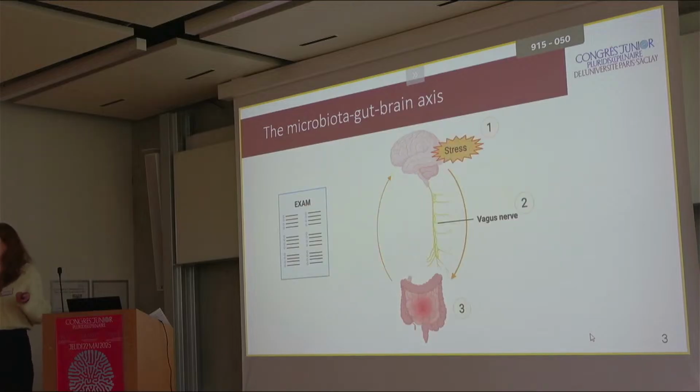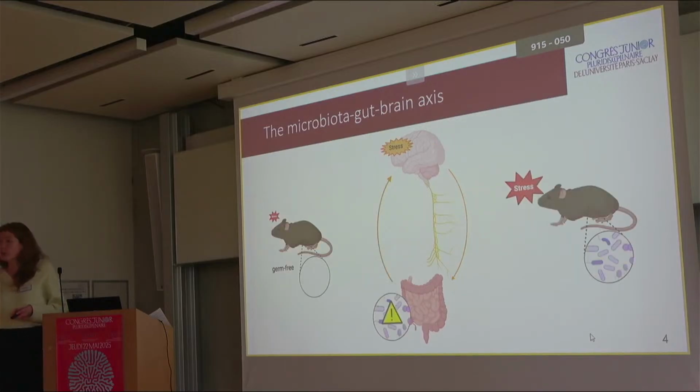So one example of this is during situations of stress, such as before an exam, signals pass from the brain along the vagus nerve to the gut, leading to alterations in gut motility that you might experience as feeling sick to your stomach. Signals can also pass from the gut microbiota to the brain. So in germ-free mice, which are mice that are raised under sterile conditions that have no microbes in their gut, these mice have an altered stress response when compared to mice with a normal microbiota.